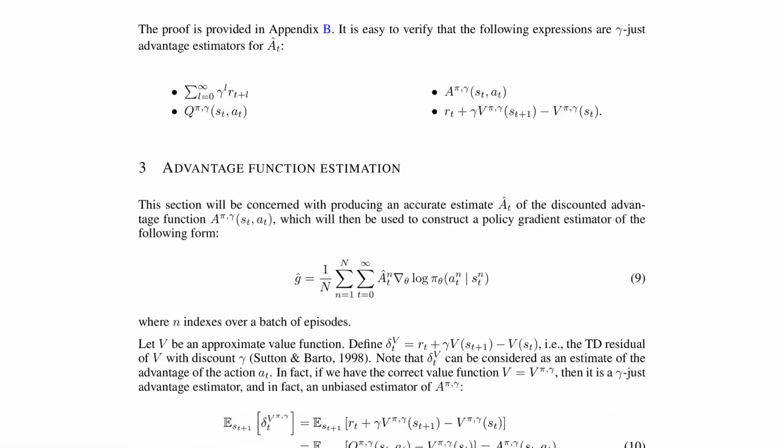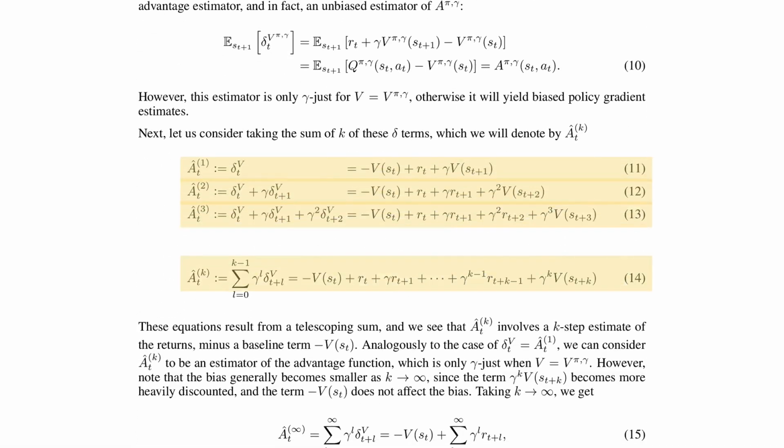Now that we know what delta is, equations 11 through 14 make a lot more sense. Equation 11 is just the one-step version. We look at one delta term. Equation 12 looks 2 steps ahead. Equation 13 looks 3 steps ahead. And equation 14 generalizes to k steps. So the basic idea is delta is asking us if things turn out better or worse than expected. We're just asking that question over longer and longer windows of future experience.